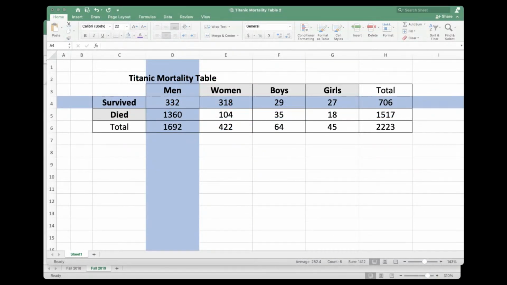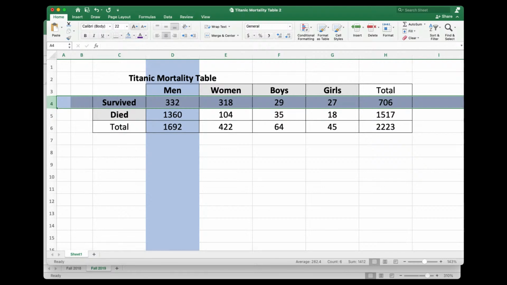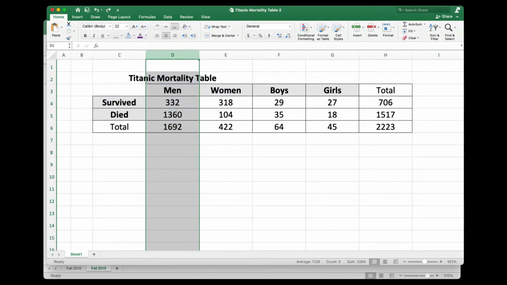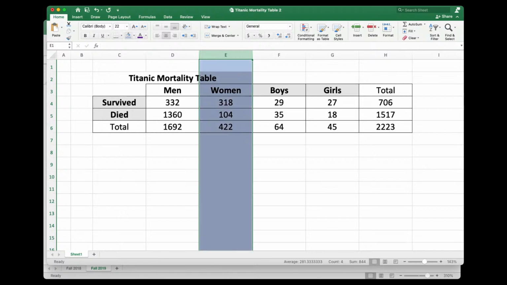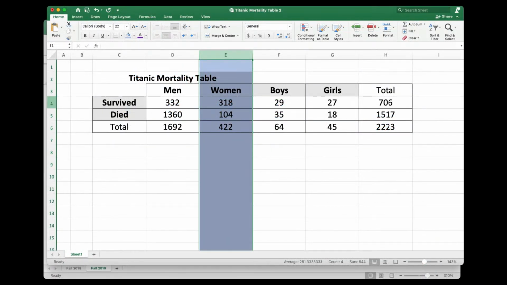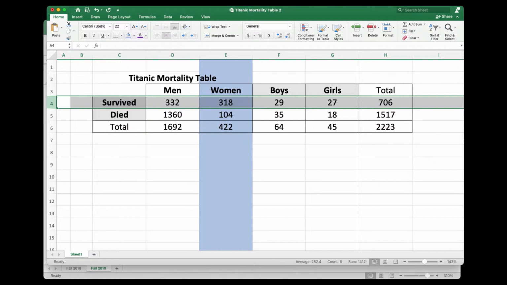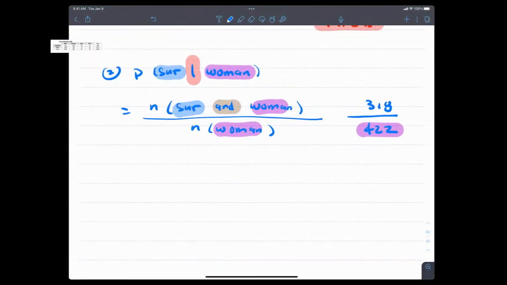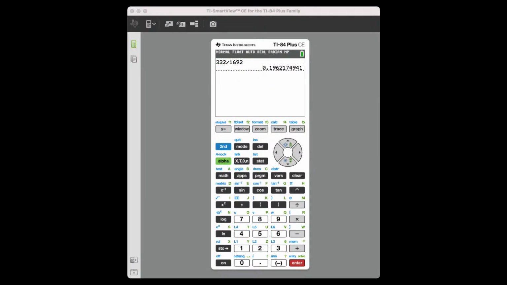So we're going to go back to Excel, and what we're going to do here is this. Let's get rid of that. How many women were on the Titanic? How many? What does it say? Is it 422 women are on the Titanic, ladies and gentlemen, down there? Okay, of the 422, how many survived? 318. Okay, you guys see that there? Survive row, woman column.